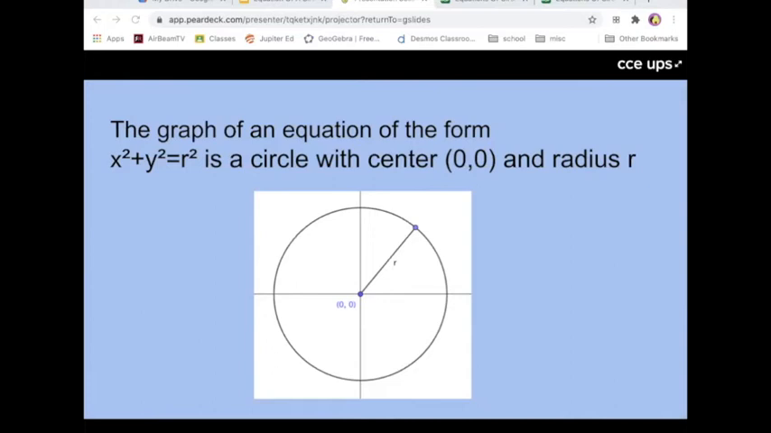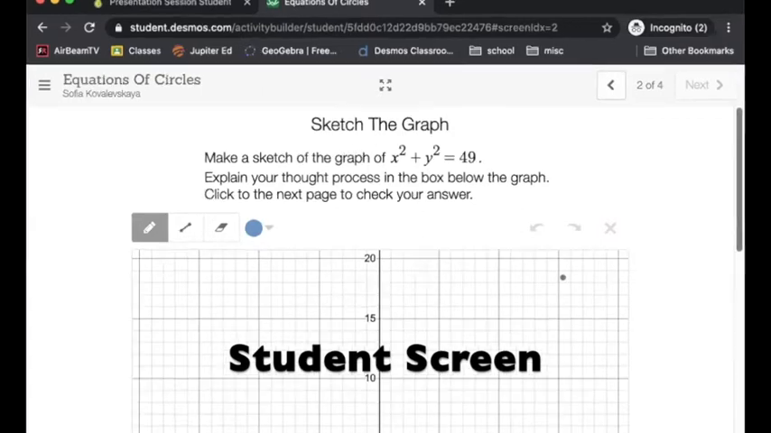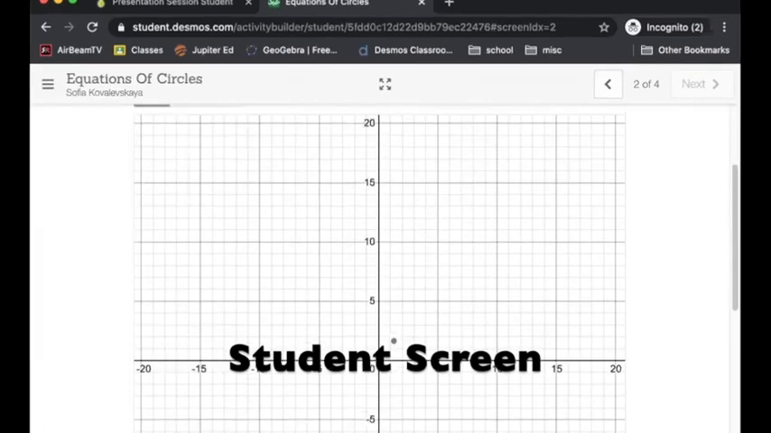Now I have unlocked the next Desmos activity page, and it wants you to make a sketch of what you think the graph of x squared plus y squared equals 49 looks like. I would like you to draw what you think the graph looks like on the grid right now.